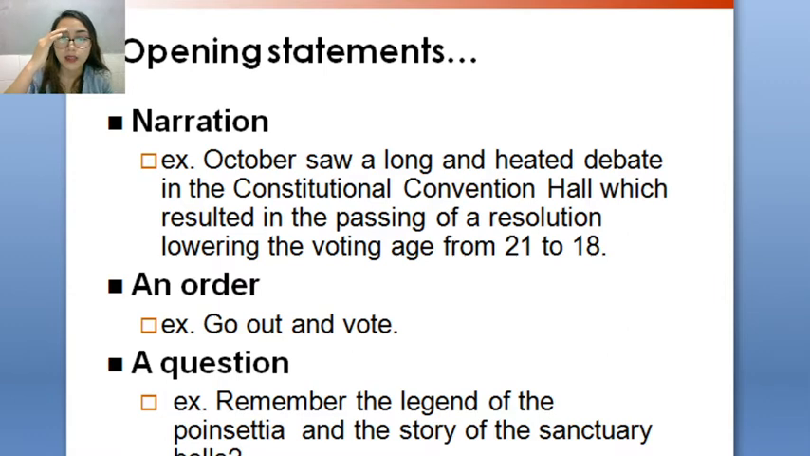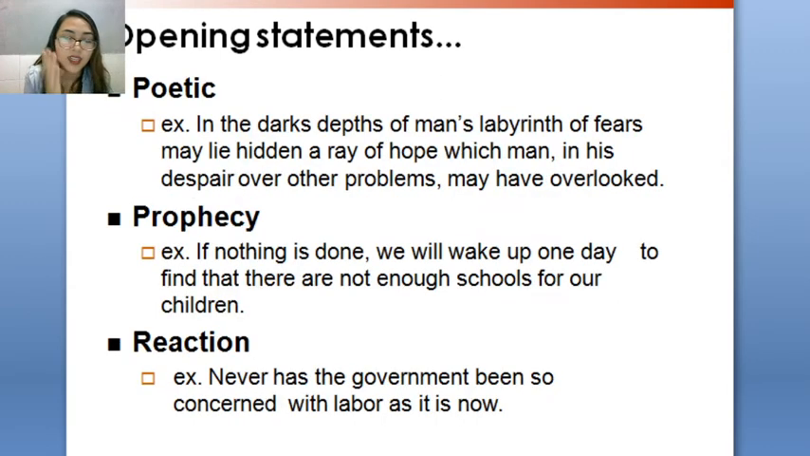Opening statements, narration: October saw a long and heated debate in the Constitutional Convention. It could be an order: go out and vote. So it could be a question: remember the legend of the poinsettia and the story of the sanctuary bells? Yan, magaling. So nasa inyo yan kung paano nyo.